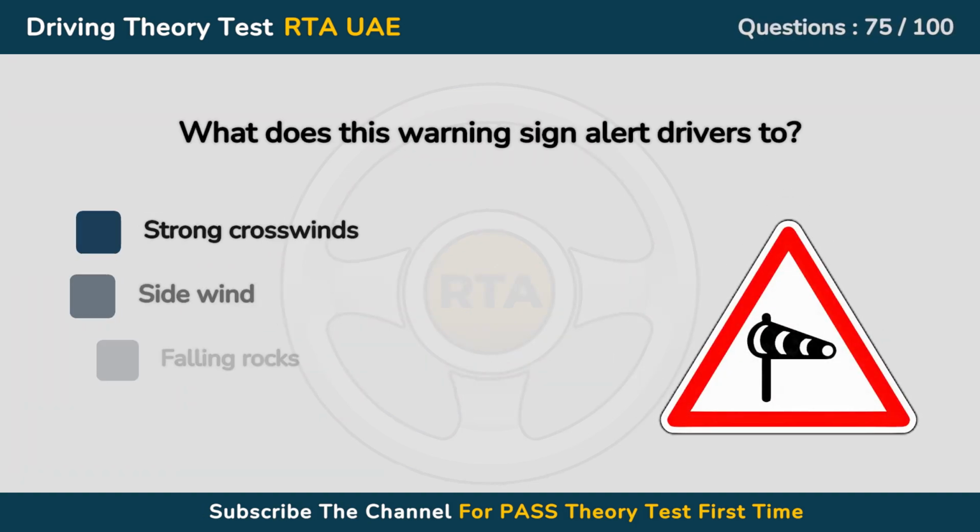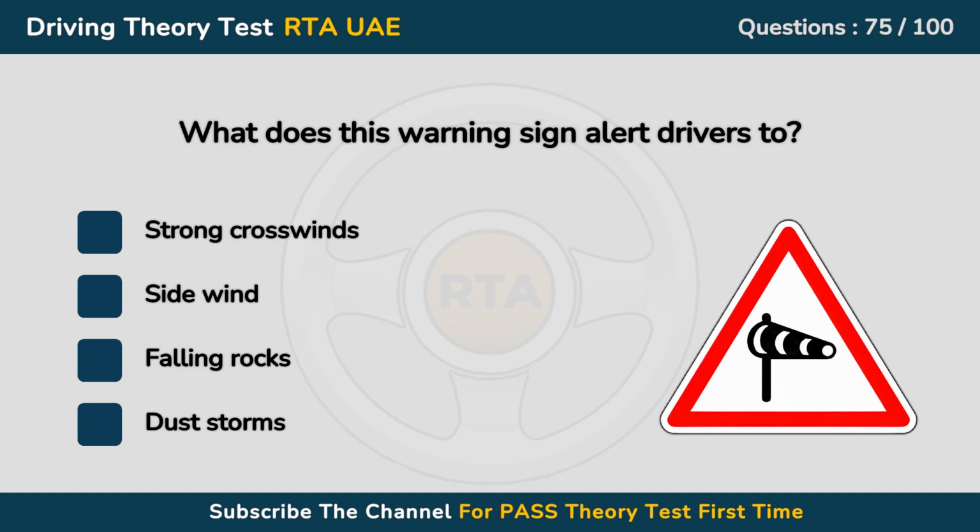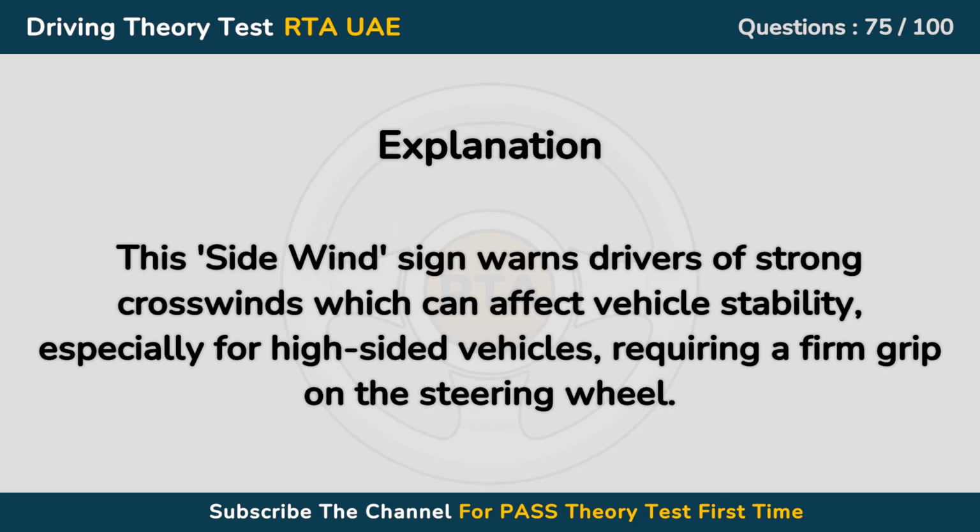Question 75. What does this warning sign alert drivers to? A. Strong crosswinds. B. Side wind. C. Falling rocks. D. Dust storms. Answers is B, side wind. This side wind sign warns drivers of strong crosswinds, which can affect vehicle stability, especially for vehicles requiring a firm grip on the steering wheel.